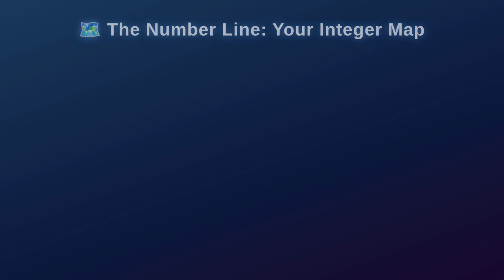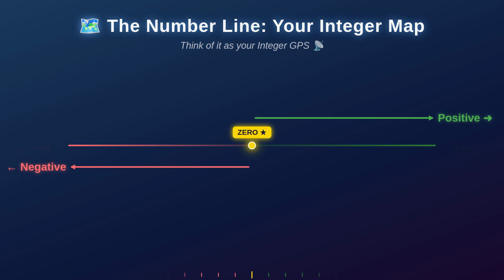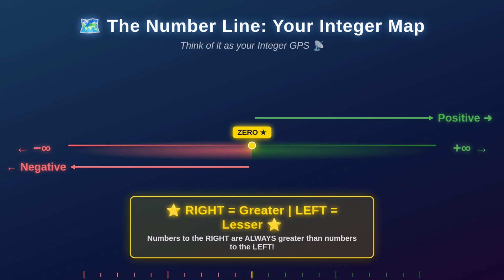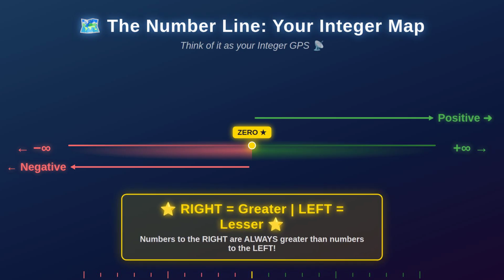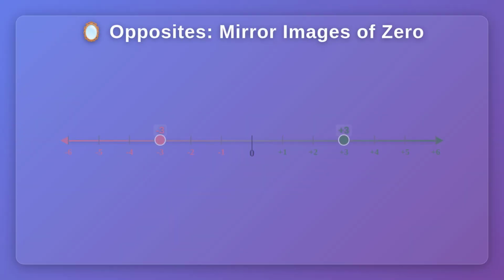Pretty awesome, right? Now let's talk about the number line. Think of it as your integer GPS. It's a straight line with 0 right in the center. To the right of 0, we have positive integers. They get bigger as you move right. To the left of 0, we have negative integers. They get smaller as you move left. The number line goes on forever in both directions. One super important rule: numbers to the right are always greater than numbers to the left. Always. Remember that and you'll crush integer comparisons.